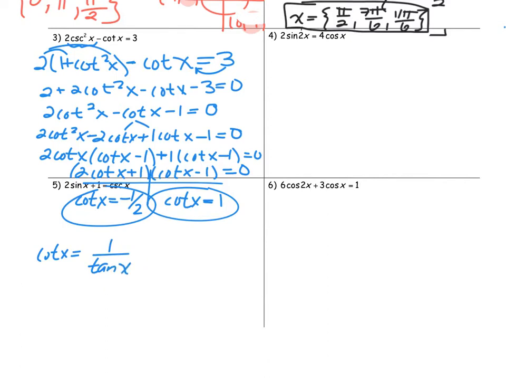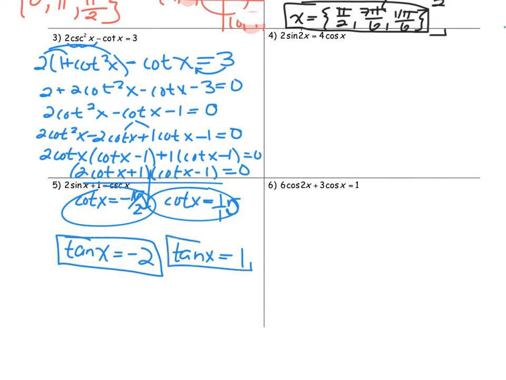Or what I can do is just flip the fraction. So I'm going to rewrite this as tangent of x equals -2, and tangent of x equals, this is really 1 over 1, and if I were to flip that fraction, it's still 1 over 1, which is just 1. So these are the two pieces we're going to look at. All right, so pause the video here, make sure you have that written down because I'm going to erase what's on the screen.